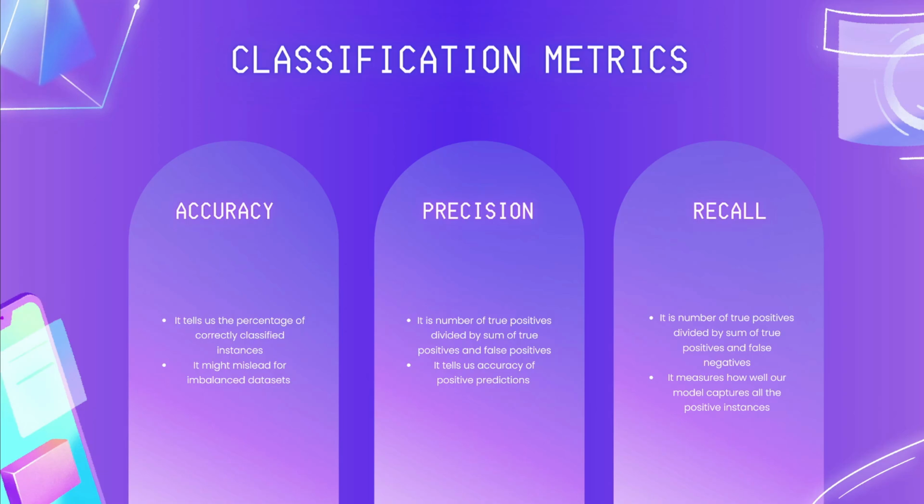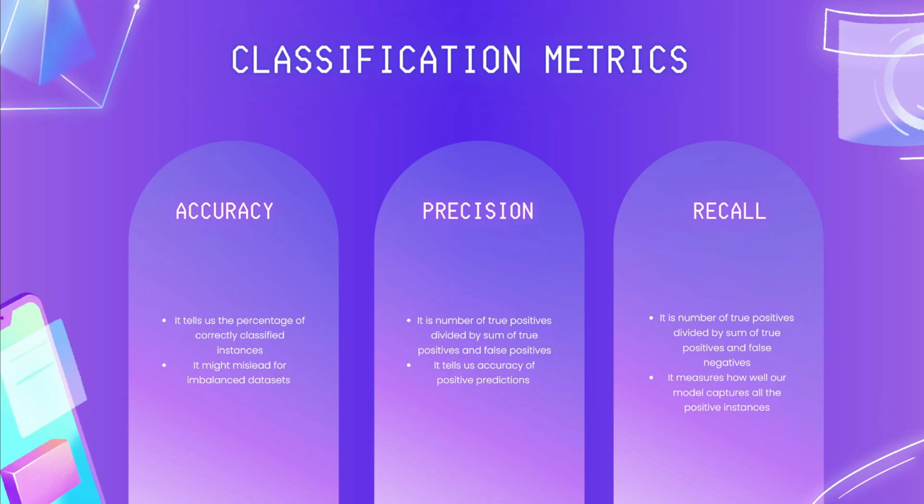So for classification tasks, common metrics can be accuracy, precision, recall, F1 score, confusion matrix, ROC curve, and so on. Starting with the most intuitive metric, we have accuracy. It tells us the percentage of correctly classified instances. While easy to interpret, accuracy might be misleading in imbalanced data sets, for a scenario where one class significantly outnumbers the other.